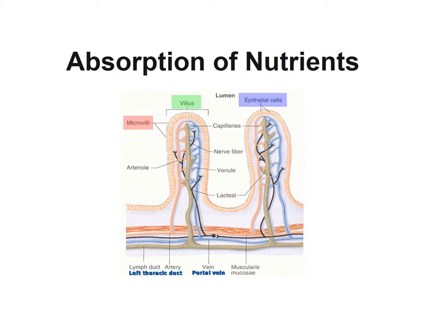I want you to remember that the final digestion products of carbohydrates and proteins get into the vein first, before they get to the rest of the body, whereas fat digestion products get into the lacteal. So we have two routes, basically two methods for transporting these nutrients. Fat goes into the lacteal; protein and carbohydrates get into the veins, the blood vessels.